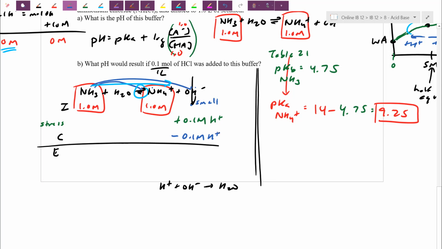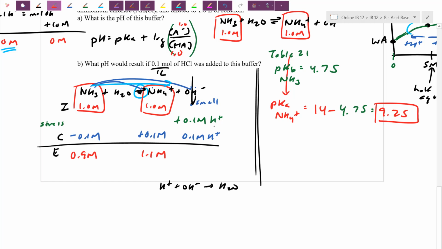Let's completely neutralize it. How much NH3 would it take up? Because this is shifting to the right, this one here would drop by 0.1 molar, and this one here would go up by 0.1 molar. One side is plus, one side is minus. So we do the math: 1 minus 0.1 gives me 0.9 left over, and 1 plus 0.1 gives 1.1. Now they're not equal to each other, but it's still a buffer because I have appreciable amounts of ammonium and ammonia that can still shift left or right.